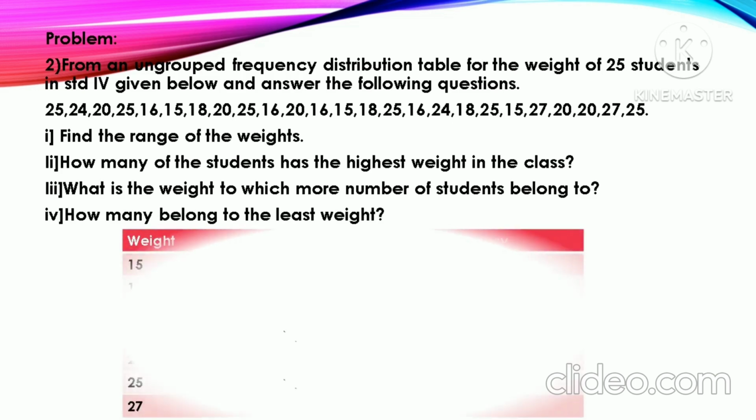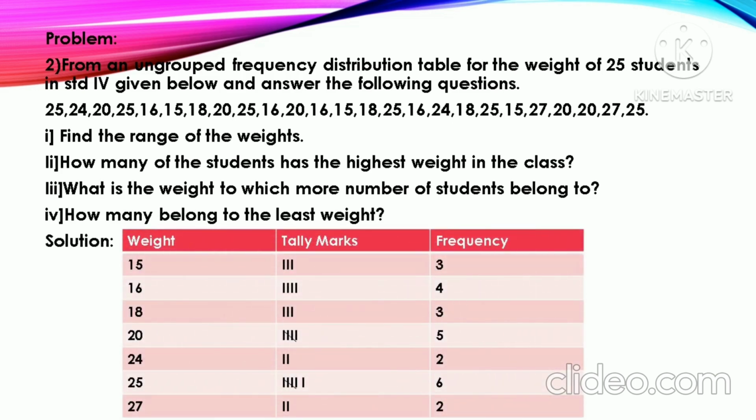So first, let's draw the frequency distribution table for the given data. So I have to put three tabular columns as weight, tally marks, and frequency. You know the tally marks, as you know from lower classes. So the weights are 15, 16, 18, 20, 24, 25, and 27.